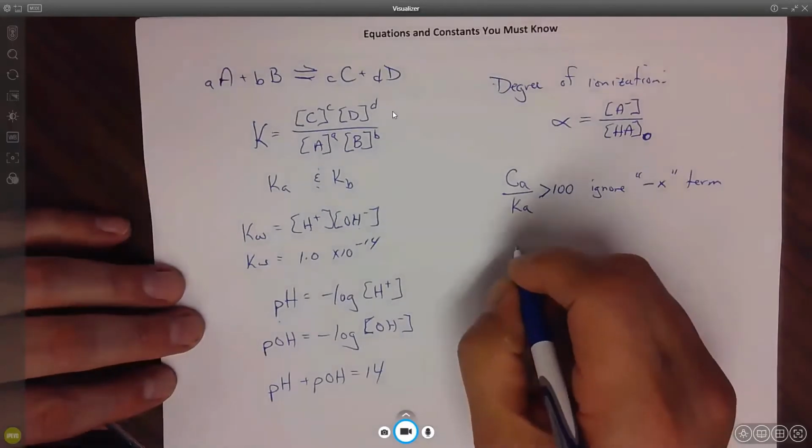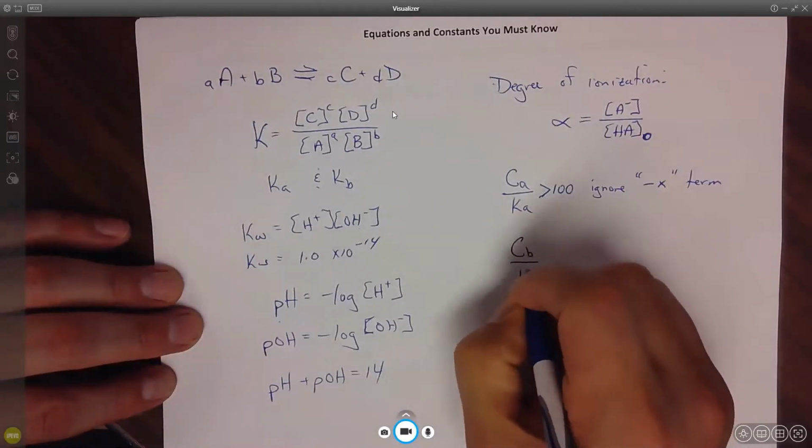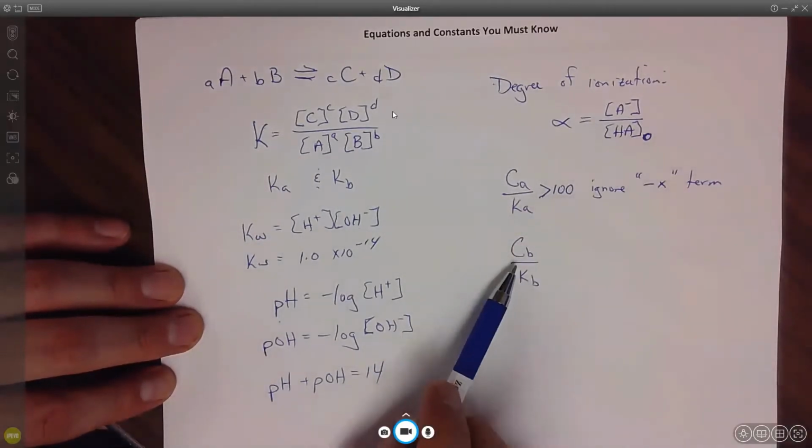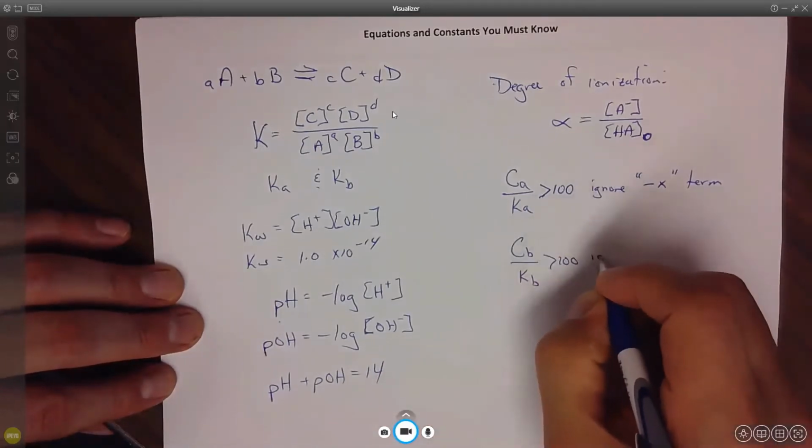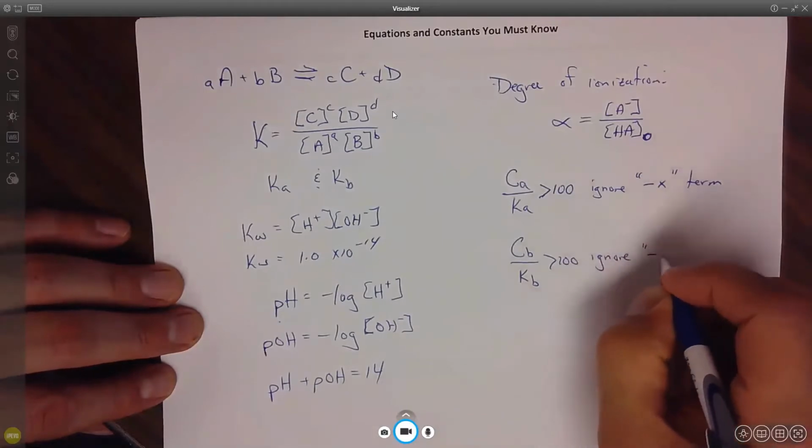And we're going to do the same thing for bases. So if we take the initial concentration of the base divided by the Kb, if that is greater than 100, again, we're going to be able to ignore the minus X term.